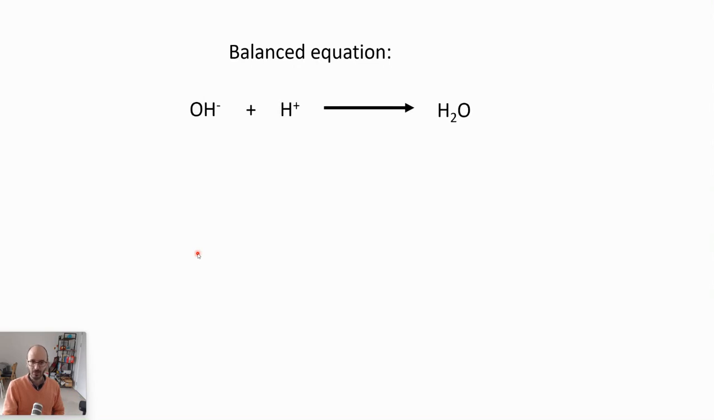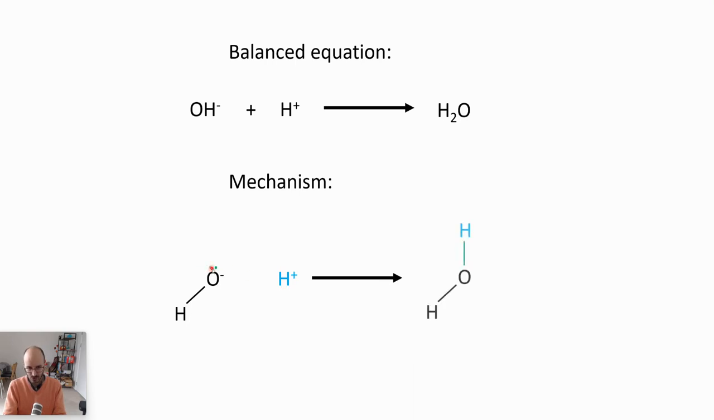Let's see the first example. We have this balanced equation. We are going to see the mechanism. What you are going to do is form a bond between the oxygen and the hydrogen so that you get water. To show that formation of the bond, you would draw an arrow from the lone pair, always from the pair of electrons to the atom.